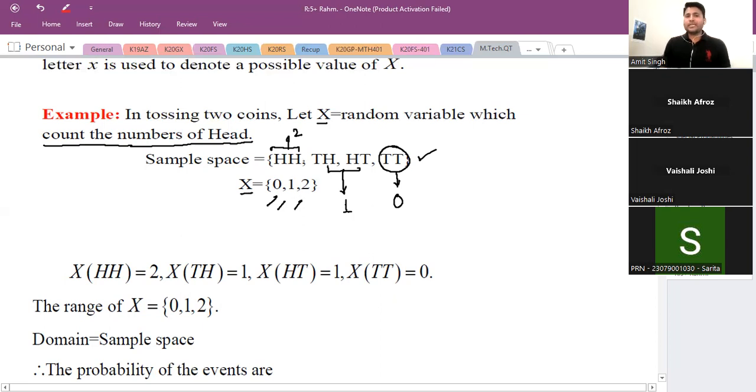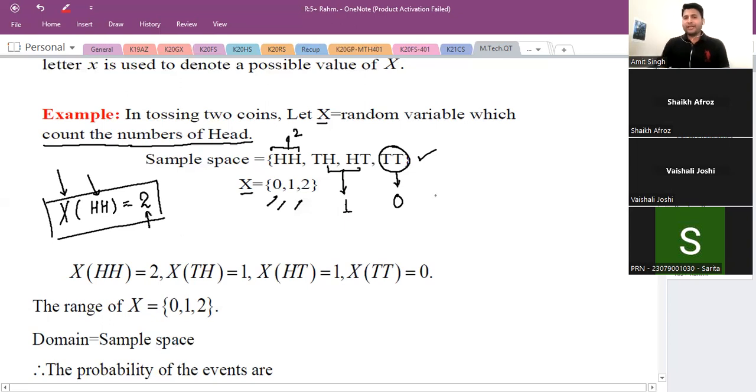What is the input? The sample space. For example, if I give the input as head-head, which is one of the sample space points, what will be the corresponding value of this function? It will be 2, as it gives you 2 heads. So this is how we can correlate it with the standard definition. This is from the sample space, that is the input, and this is the output, which is decided on the basis of what your random variable is.